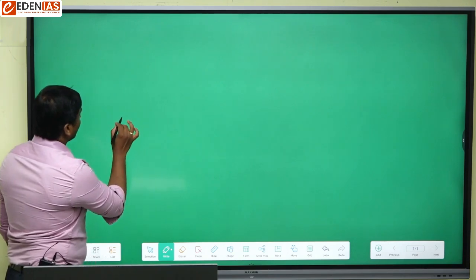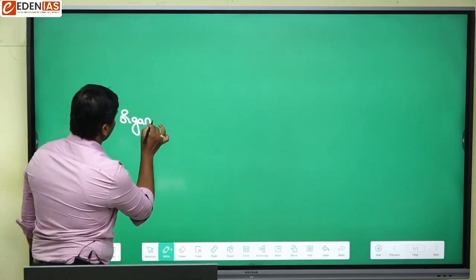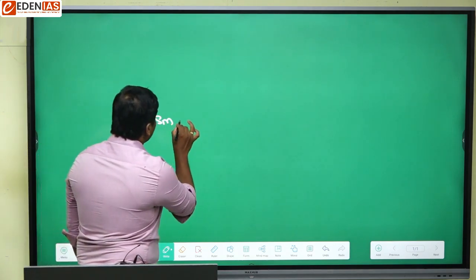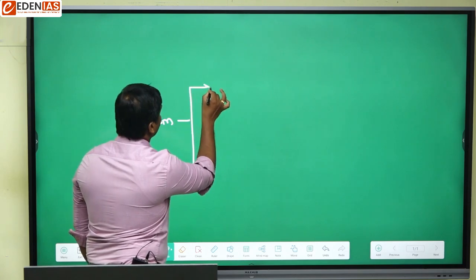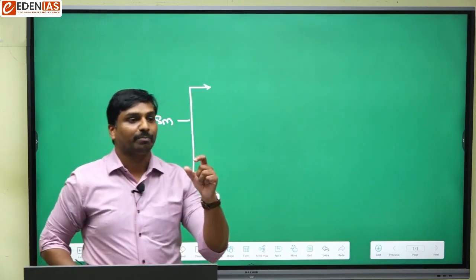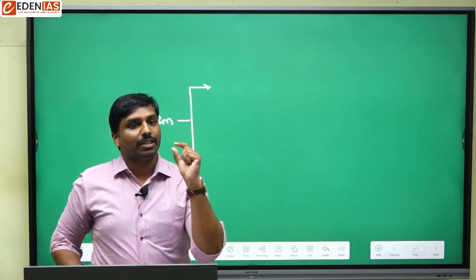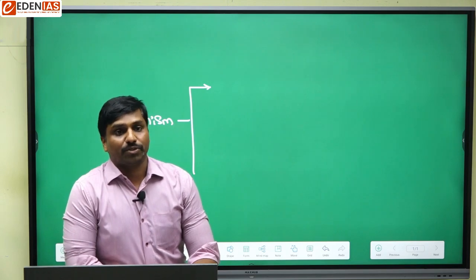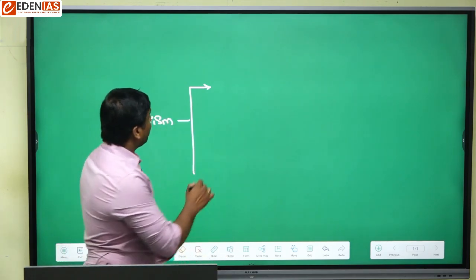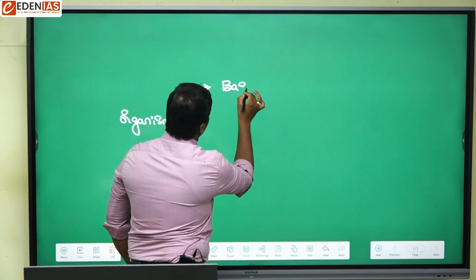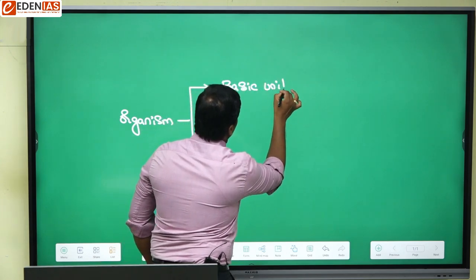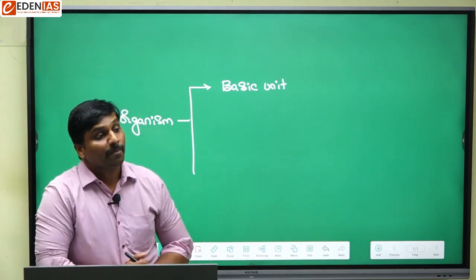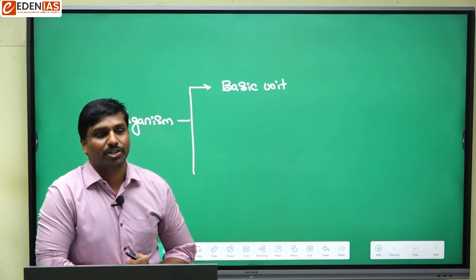So when we talk about organism, can you see that in the ecological hierarchy we have written organism at the first instance? When we talk about organism or individual, it is the basic unit of ecological hierarchy. It is the basic unit of study. When we study the entire aspect, we will study the organism first.